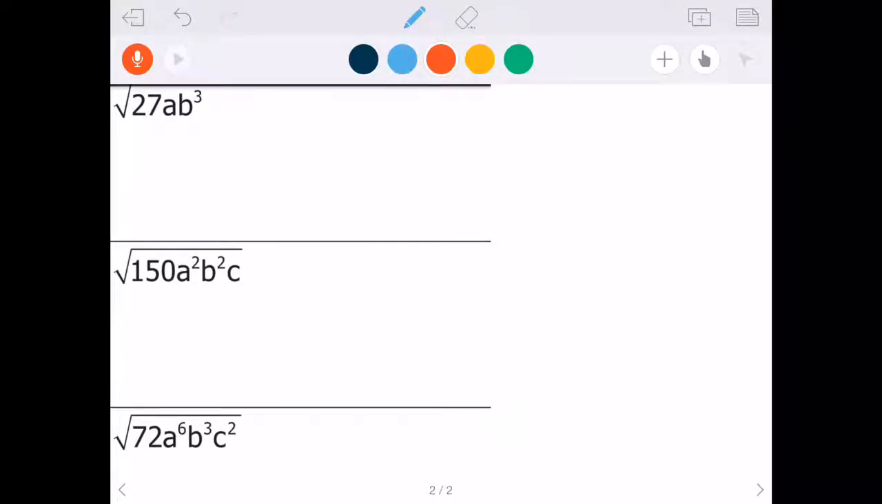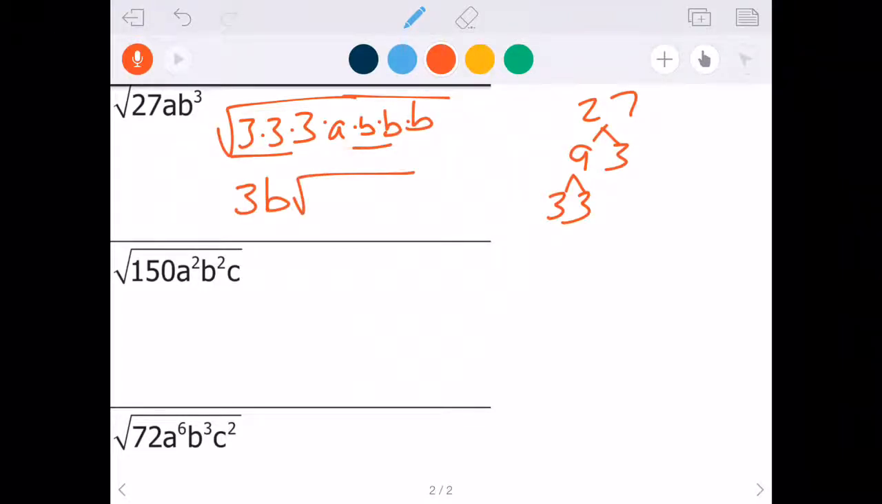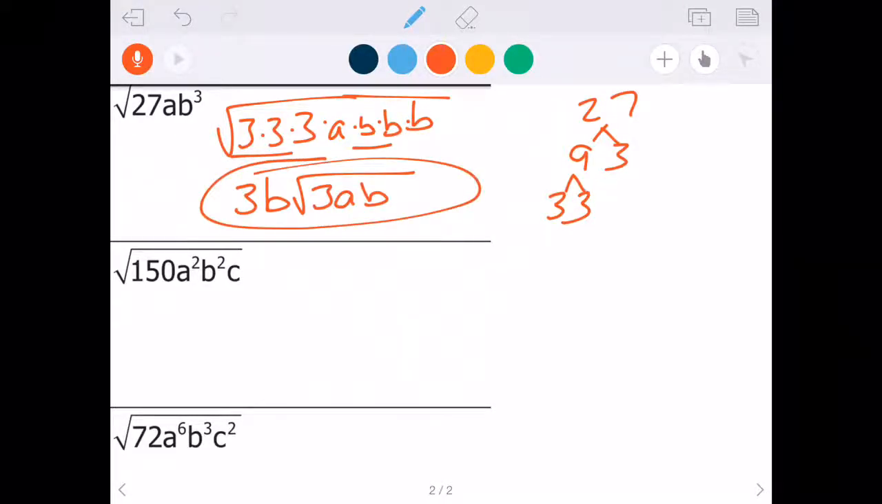Three more, and these are going to be a little bit more difficult. 27 is not a perfect square. So 27, we can do 9 and 3, and then 3 times 3. So we're going to have the square root of 3 times 3 times 3, and then I have 1 a, and then I have 3 b's. So my pairs are a 3 and a b. So out front, I'm going to have 3b, and then underneath, I still have a 3 left, an a left, and a b left. So that is going to be your final answer. Can't simplify that anymore.